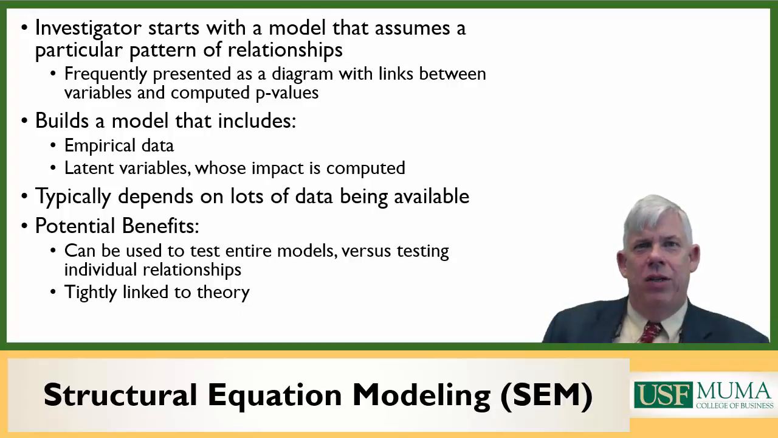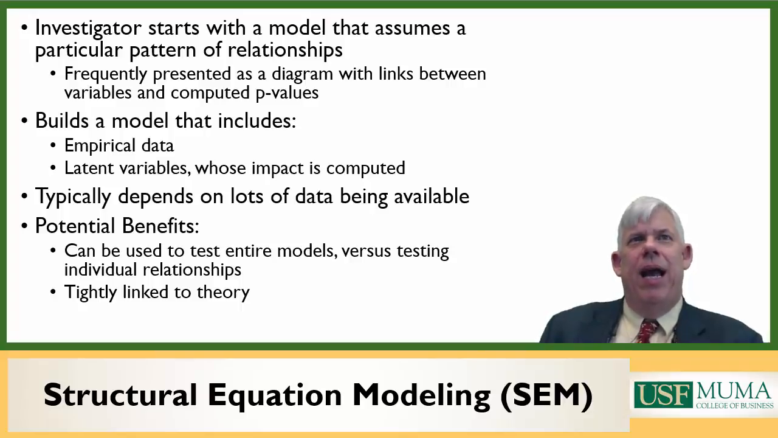So in structural equation modeling, what happens is the investigator starts with a particular model that assumes a pattern of relationships and then analyzes the data, and typically a lot of data, to try to figure out how strong the linkages that are predicted are between the various elements of the model. And the model includes values that are strictly a result of data such as survey responses, but also latent variables. These are the intermediate constructs that you think might be present.